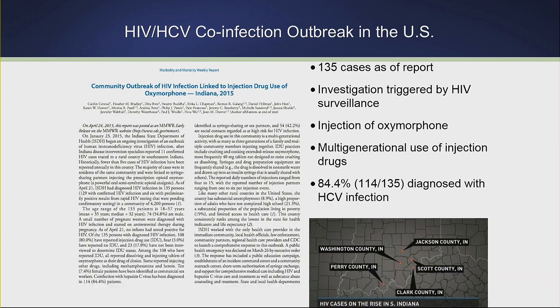And then they said, well, that's funny. And they started looking into it and started tracing things. And lo and behold, there was a whole network of 135 as of the CDC report, up to 180 cases identified in a network of predominantly injection drug users. They're using oxymorphone. And this really illustrates what happens when there's no harm reduction.